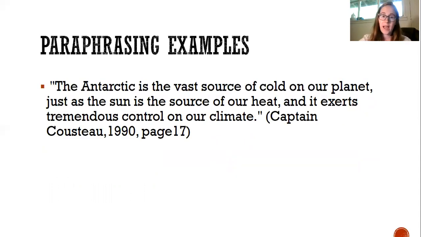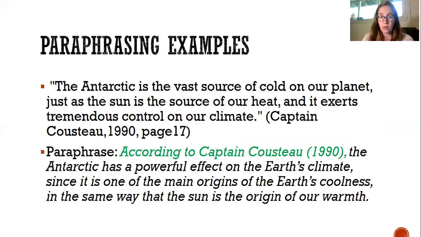Here's another example. This is from an article by Captain Cousteau, written in 1990 on page 17 of the article. The Antarctic is the vast source of cold on our planet, just as the sun is the source of our heat, and it exerts tremendous control on our climate. So I'm going to try to put that in my own words, and I'm going to start with citing my source. I'm going to say, according to Captain Cousteau in 1990, the Antarctic has a powerful effect on the Earth's climate since it is one of the main origins of the Earth's coolness in the same way that the sun is the origin of our warmth.